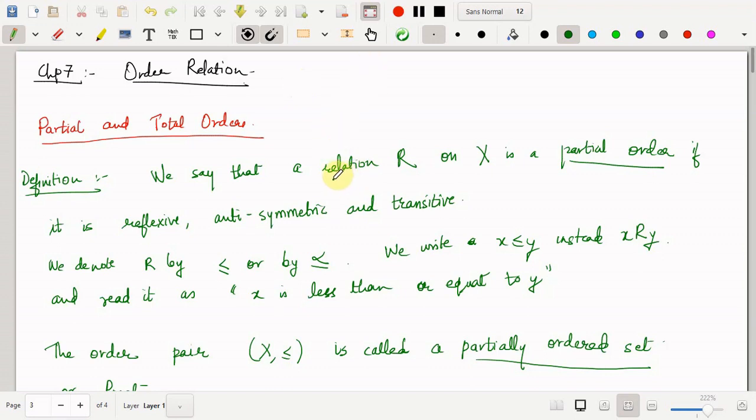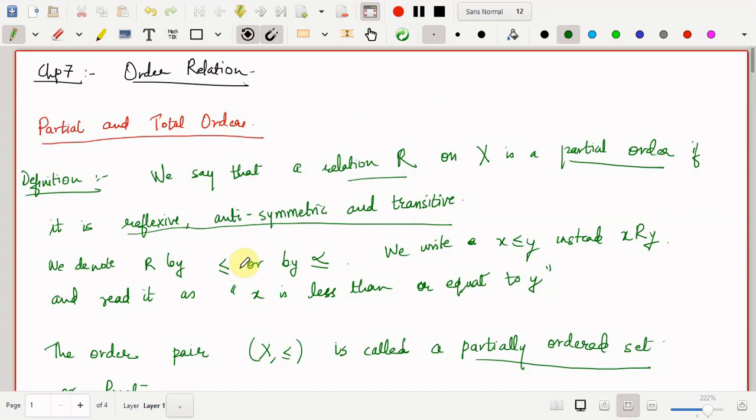So we say that a relation R on the set X is a partial order if it is reflexive, antisymmetric, and transitive. Reflexive means for each point x in X, x is related to itself. Antisymmetric means for any points x, y in X, whenever x is related to y and y is related to x, this implies that x is equal to y. And transitive means whenever x is related to y and y is related to z for any x, y, z in X, this should imply that x is related to z.